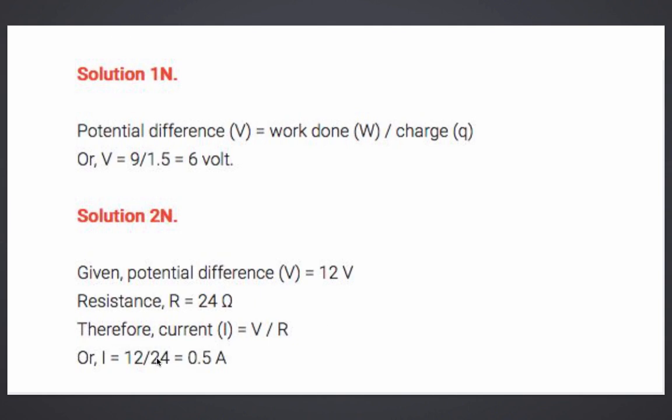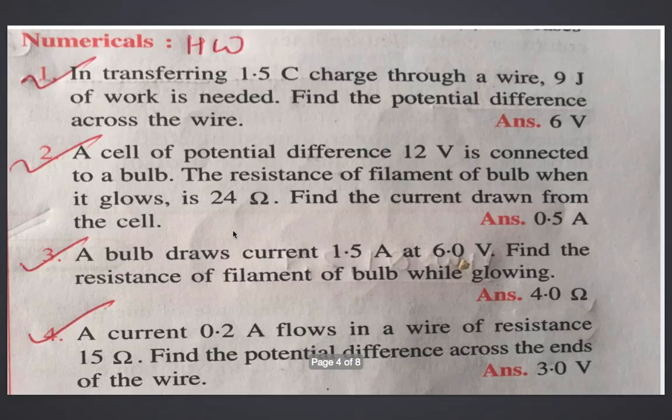So 12 upon 24 is 1 by 2. Right? 12 is a 12. 12 is a 24. So it comes out 1 by 2. 1 by 2 means 0.5 ampere is the value of current. What is the SI unit of current? Ampere. What is the SI unit of potential difference? Volt. Clear, students? Let's see the third numerical.